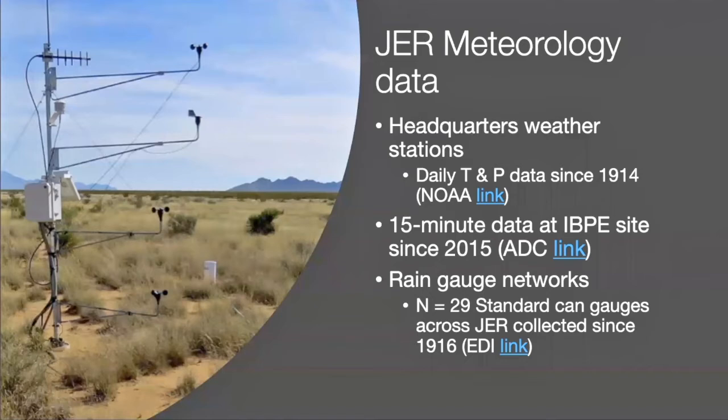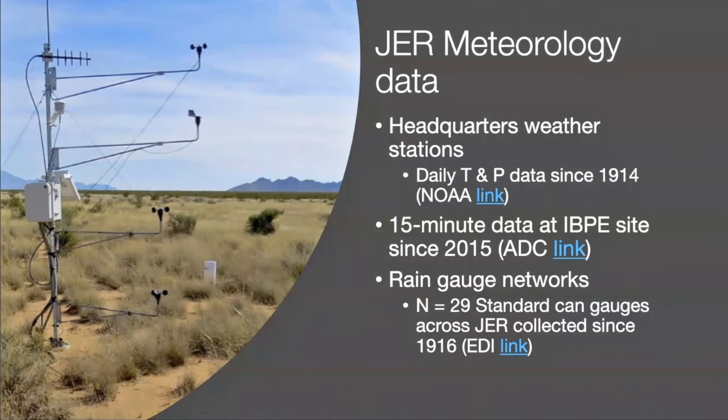That's a repository I will describe a little bit later in the talk. The Jornada also has a large amount of meteorology data, starting with the headquarters weather station. So this station has been in place and collecting data daily since 1914. Data are available at NOAA, as well as there are data packages on the EDI repository. More recently, a new weather station has been installed at the International Biological Program Exclosure Site, the IBPE grassland site, which collects 15-minute data, and that data has been collected since 2015. Data are available at the Ag Data Commons, as well as in packages at the EDI repository.